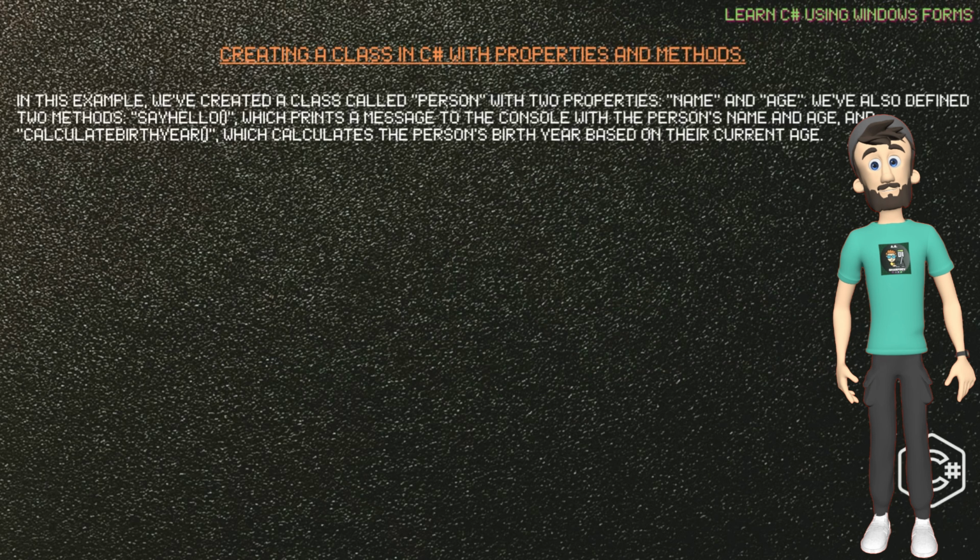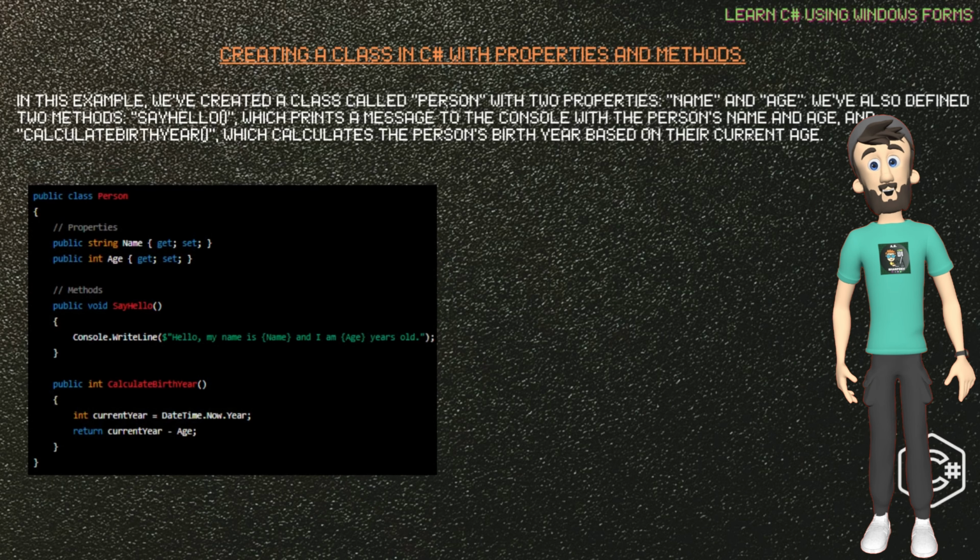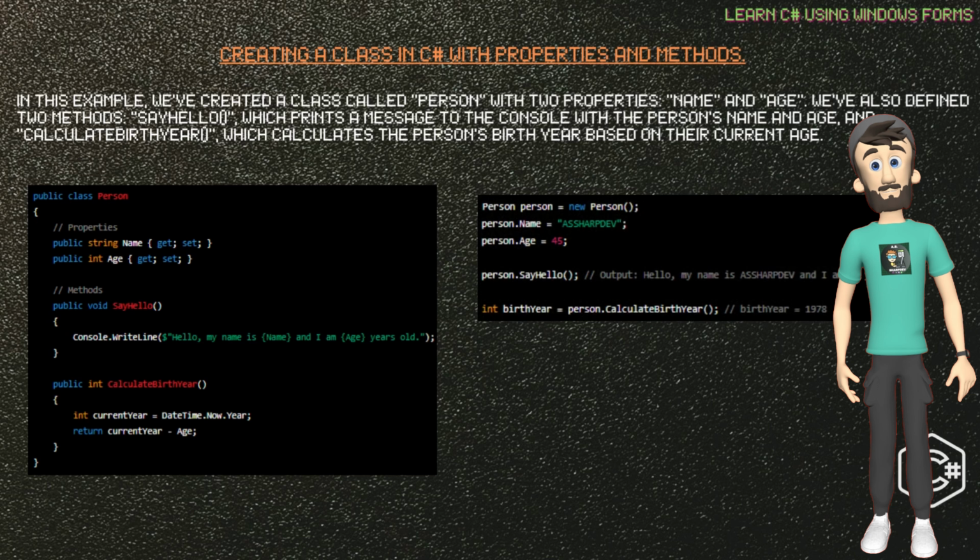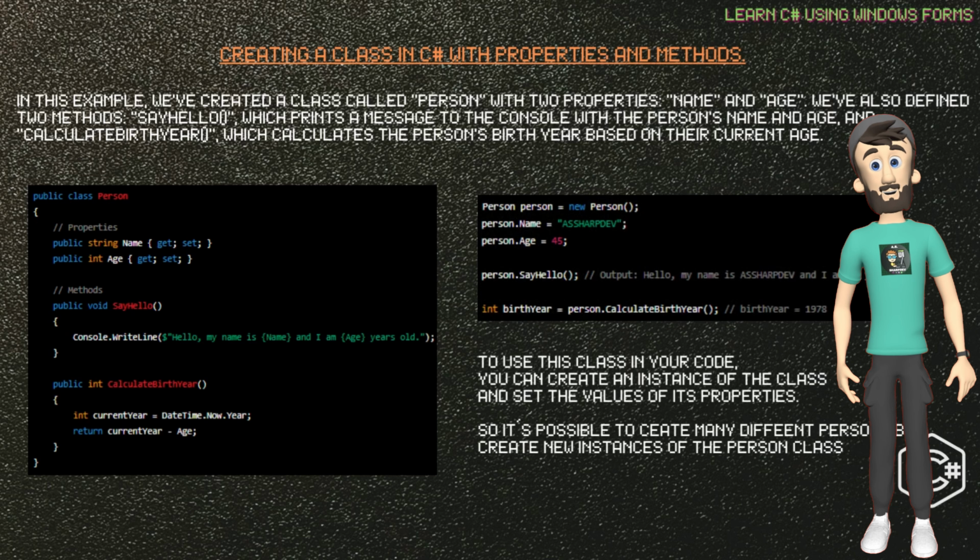Creating a class in C# with properties and methods. In this example, we've created a class called Person with 2 properties, Name and Age. We've also defined 2 methods: SayHello, which prints a message to the console with the person's name and age, and CalculateBirthYear, which calculates the person's birth year based on their current age. To use this class in your code, you can create an instance of the class and set the values of its properties. So it's possible to create many different persons by creating new instances of the Person class.